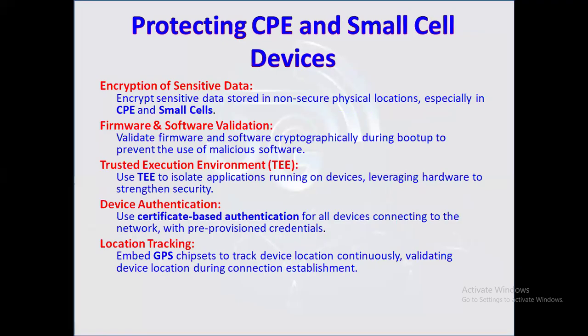First, encryption of sensitive data. CPE means customer premises equipment, and small cell devices often operate in physically unsecured locations, making them vulnerable to tampering. Encrypting sensitive data stored on these devices ensures that even if they are compromised, the attackers cannot easily access the data.